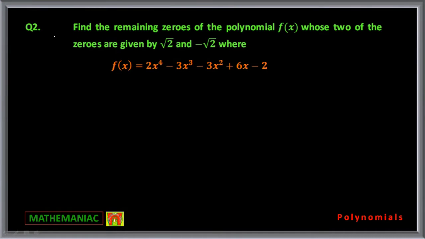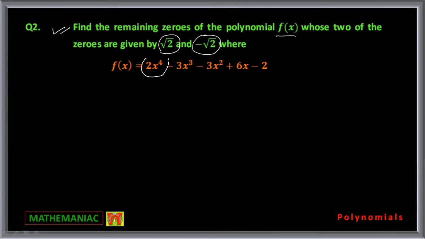Okay, so here is the very first problem of today. Find the remaining zeros of the polynomial f(x) if you know two of the zeros are root 2 and minus root 2. There's a polynomial f(x) whose two zeros are given, and whatever other zeros you get, you have to decide. First of all, look at the degree of the polynomial. That will tell you how many more zeros you have to find, right?